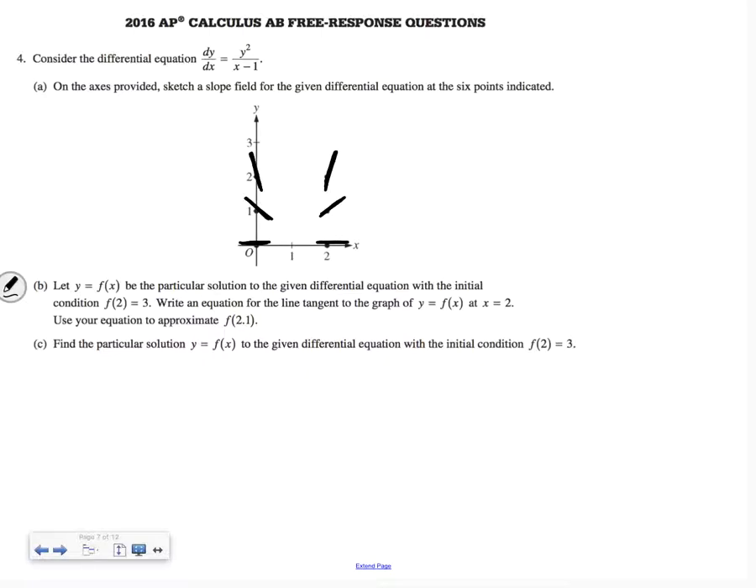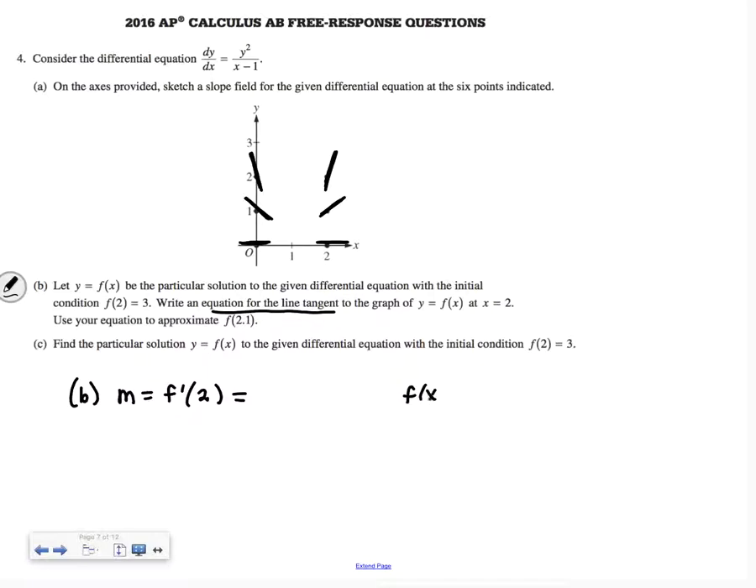All right, so part B says let f of x be the particular solution to the given differential equation. Write an equation for the line tangent. So again, we don't have that word find. We don't see the word find the particular solution until part C, so don't spend a lot of time trying to solve the differential equation here. Instead, we're writing the equation for a tangent line. So we know that calculus keyword, we know that we're going to find our slope, which is going to be f prime of 2 first.